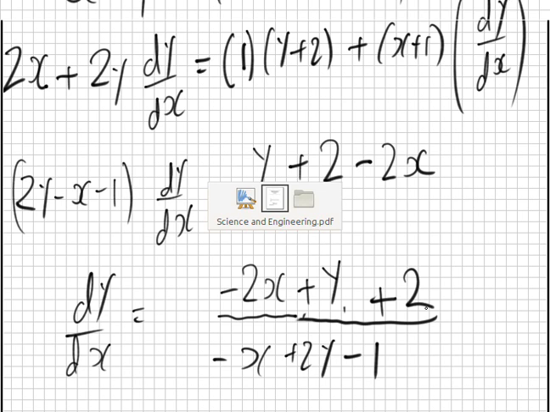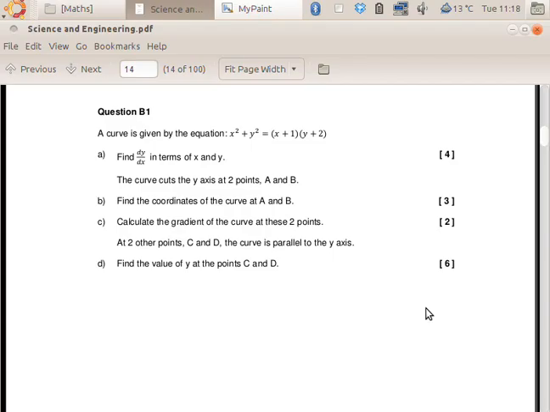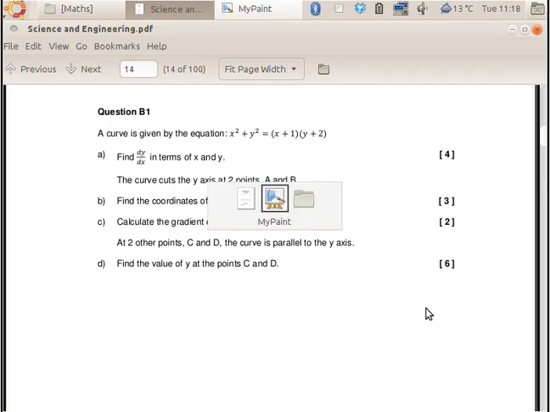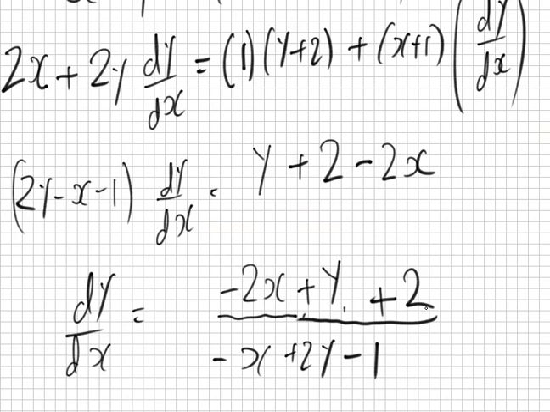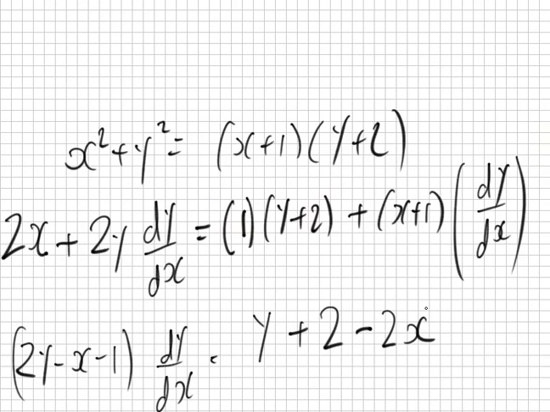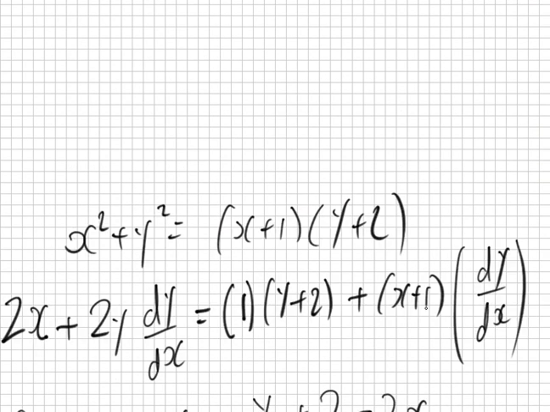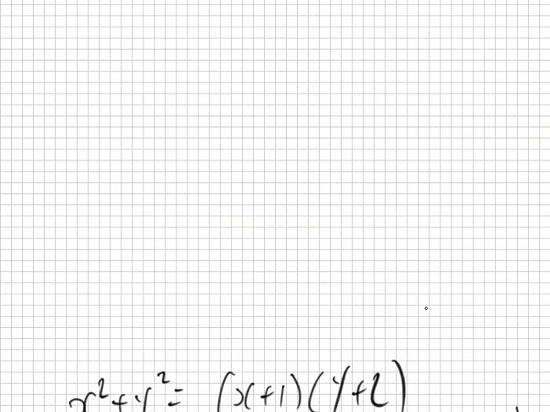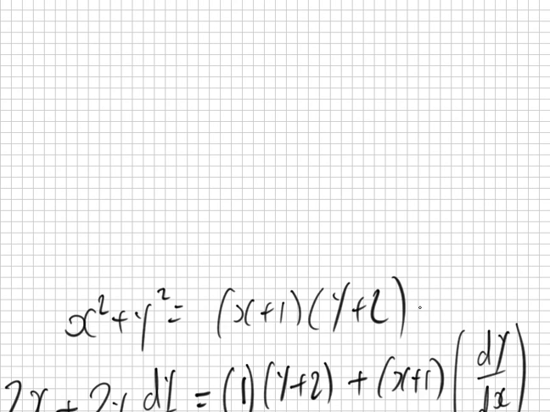Okay. Now what do they ask next? They say the curve cuts the y-axis at 2 points. Find these points. We don't have to do this part if you want to just move to D. I'll do it for fun. So the next part is it cuts the y-axis at 2 points. So how do I find it? Just make x equal to 0.